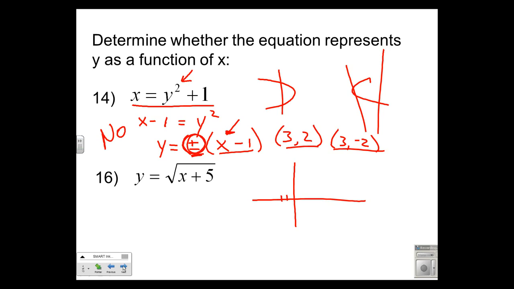Number 16, graphically. You may or may not know that graphically, this thing looks something along the lines of this. That's the square root function shifted to the left 5. If you recognize that, it's a breeze. Vertical line test passes. This thing is a function. Then go back to what I said algebraically. If we solve for y, well, y is solved for. And we have to introduce a plus or minus. There is no plus or minus. Then yes, it is a function. So this is a yes.